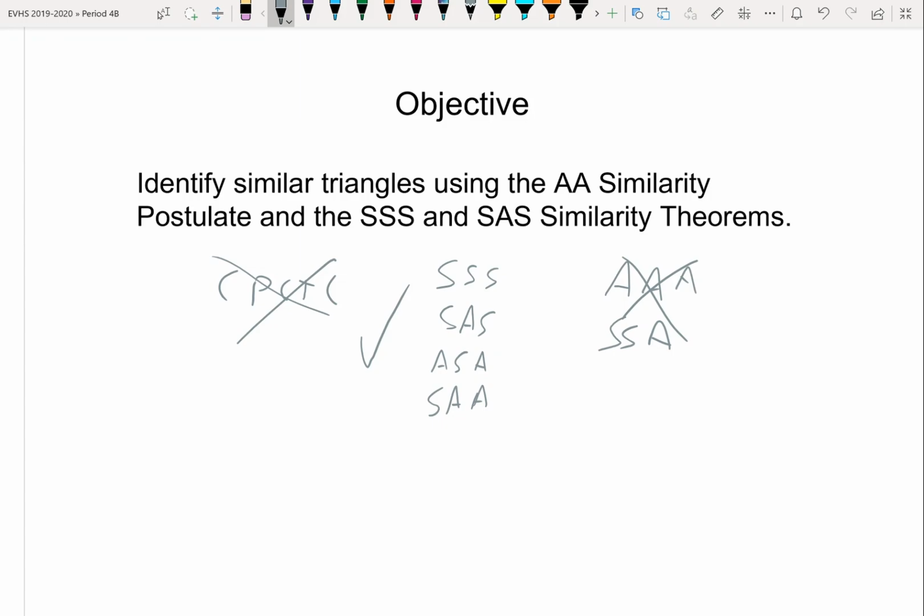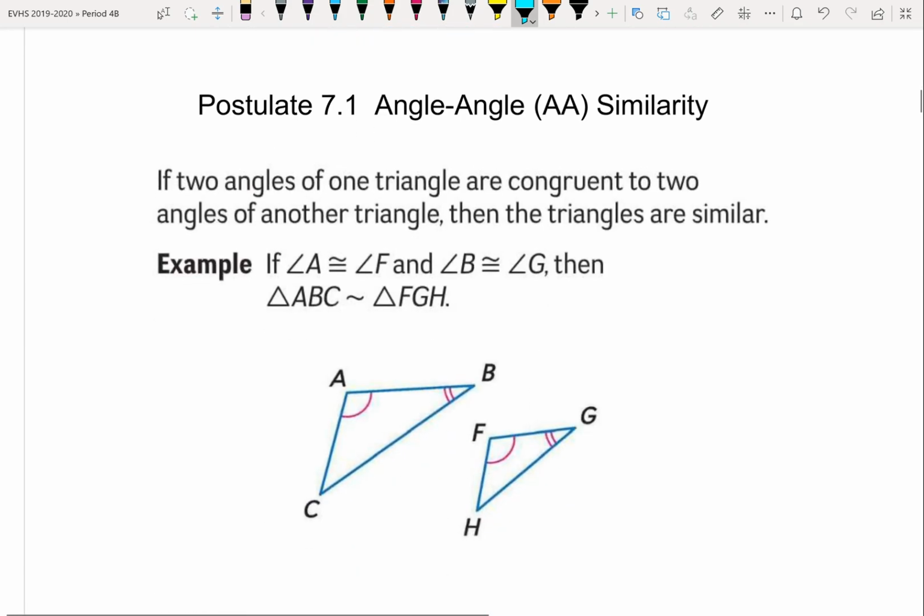Now, when we're talking about similarity, we have 3 shortcuts, and those are angle, angle, side, side, side, and side, angle, side. These work just slightly differently than they did back in our original unit with congruency, so be paying attention when we get to that on what the slight difference is. First off, if 2 angles of one triangle are congruent to 2 angles of another triangle, then they are similar. So I only need 2 angles to prove similarity, because the third angles theorem forces angle C and angle H to be congruent to each other. Then I know that my angles are equal, and therefore we have similar figures. One's bigger, one's smaller, and we're good to go.